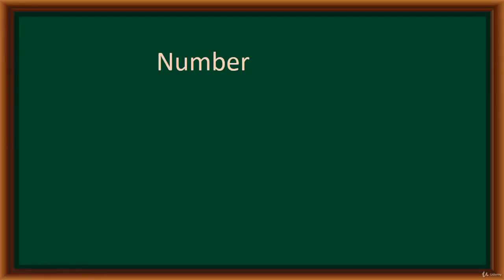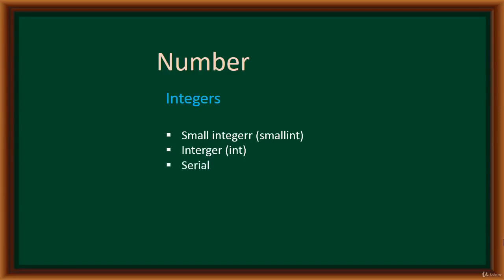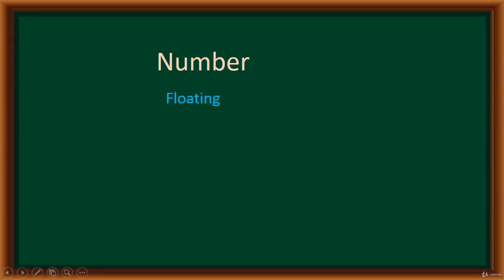The number data type. Postgres provides 2 distinct types of numbers. The first is integers, and there are 3 types of integers. So you have the small integer, which basically is a 2-byte signed integer, and then you've got the integer itself. This is a 4-byte integer, and then you've got the serial. The serial basically is the same as integer, except that in Postgres it generates and populates values into a column automatically for you. So if you're creating a table, for example, and you have an ID column and you want it to auto populate, you'll have to use the serial data type.